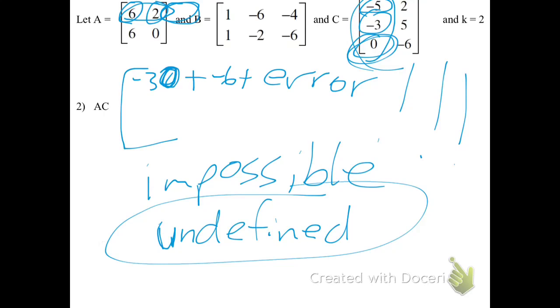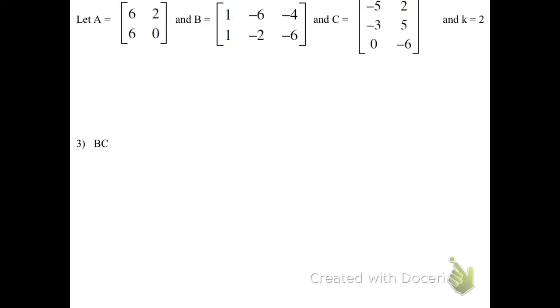Alright, time for number 3. We just got 2 done. This one is B times C. So we got this matrix times this one. Remember, rows times columns. So this entire row times this entire column.